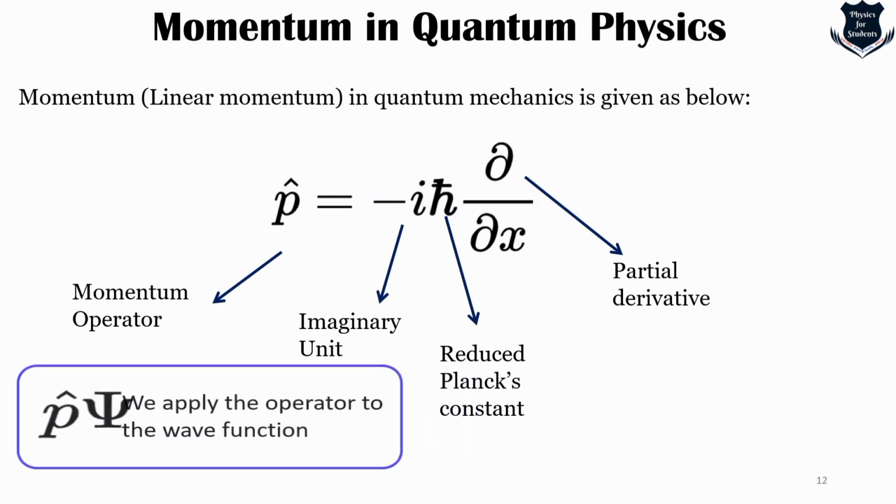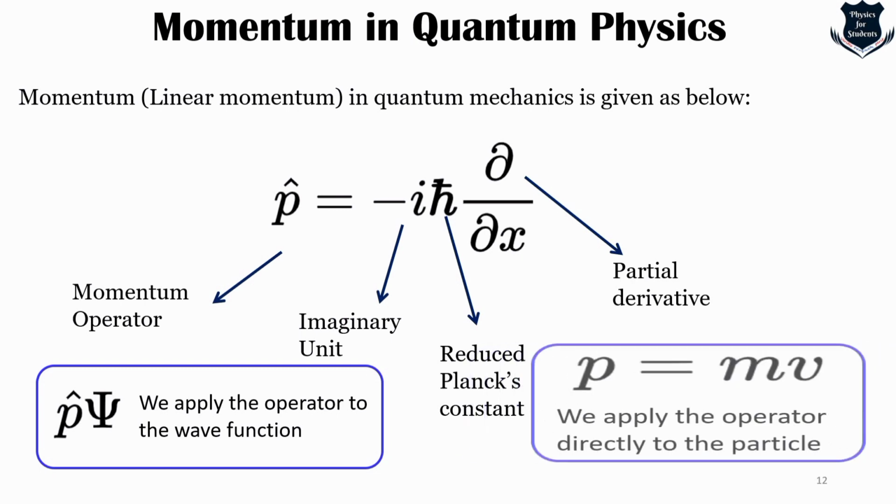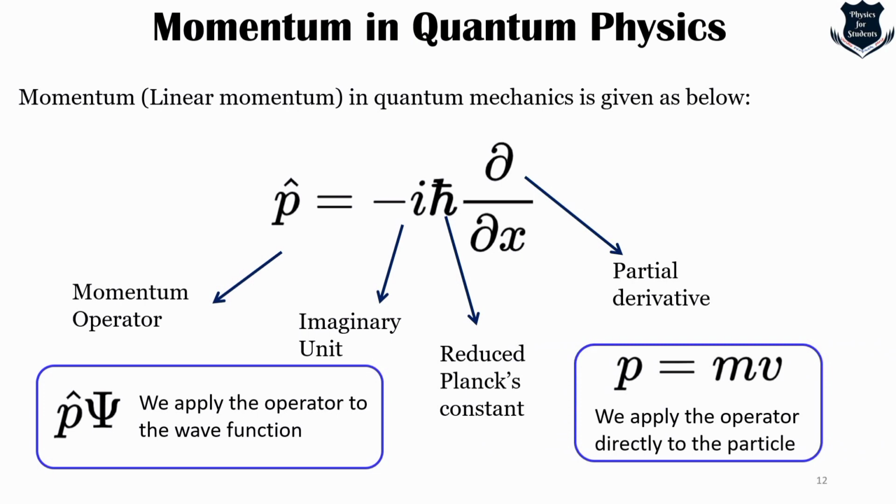Okay, so this p, the momentum operator, is applied to the wave function, and here we apply the operator not directly to the particle. So this minus i and the entire momentum concept comes because we are applying the operator not on the particle but on a wave function. Whereas when we consider p equals mv in classical mechanics, it is directly applied on the particle or the object, and we calculate by taking a product of mass times velocity.